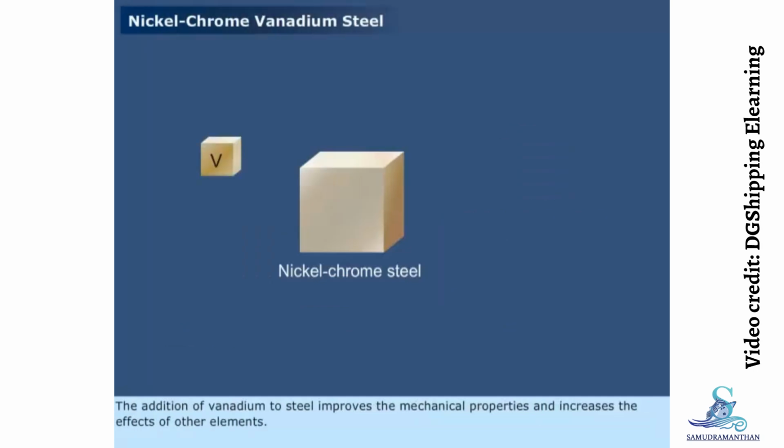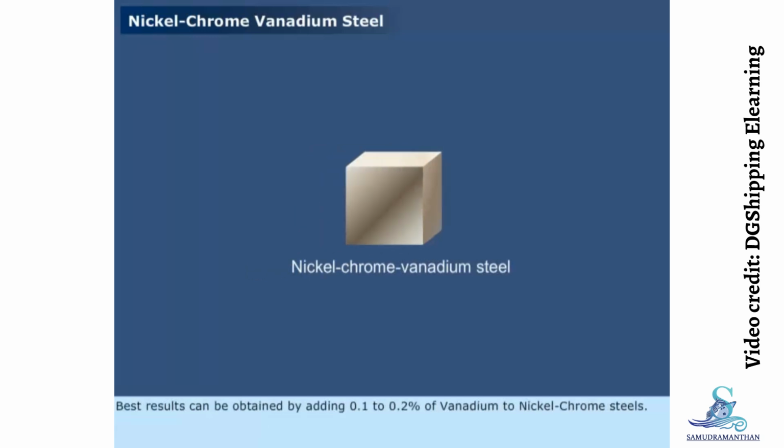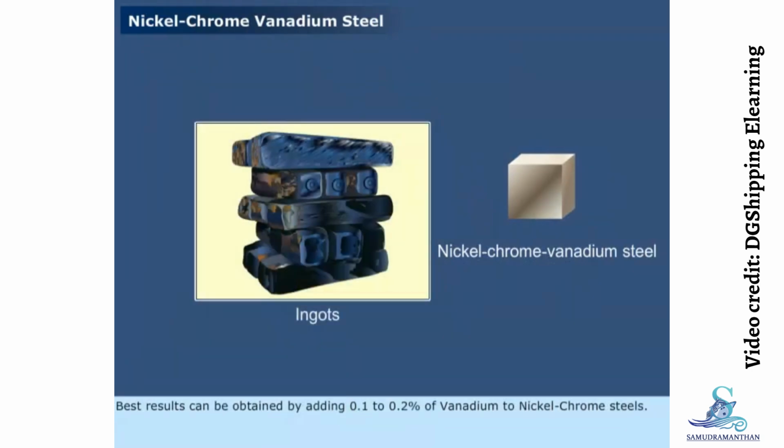The addition of vanadium to steel improves the mechanical properties and increases the effects of other elements. Best results can be obtained by adding 0.1 to 0.2% of vanadium to nickel-chrome steels. It helps produce sound steel ingots and is excellent in removing oxides from steel.